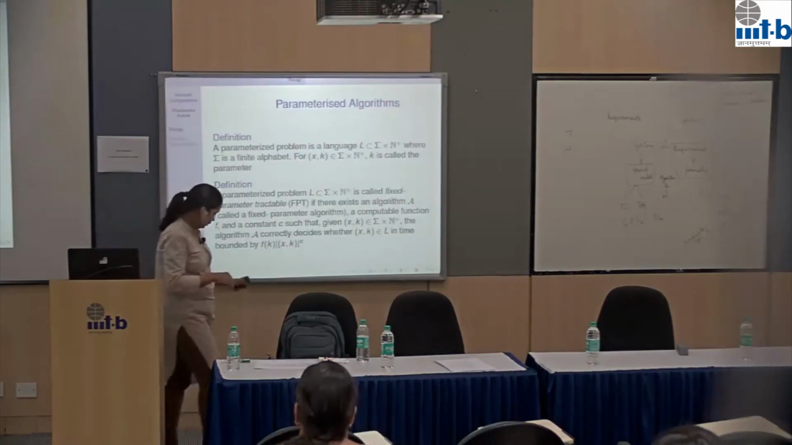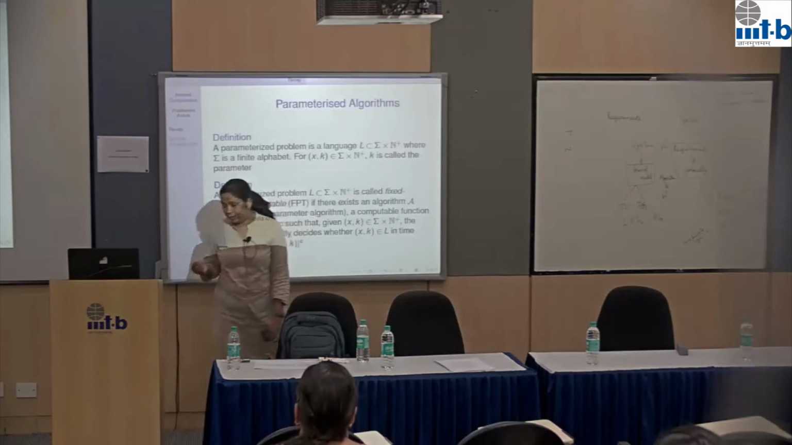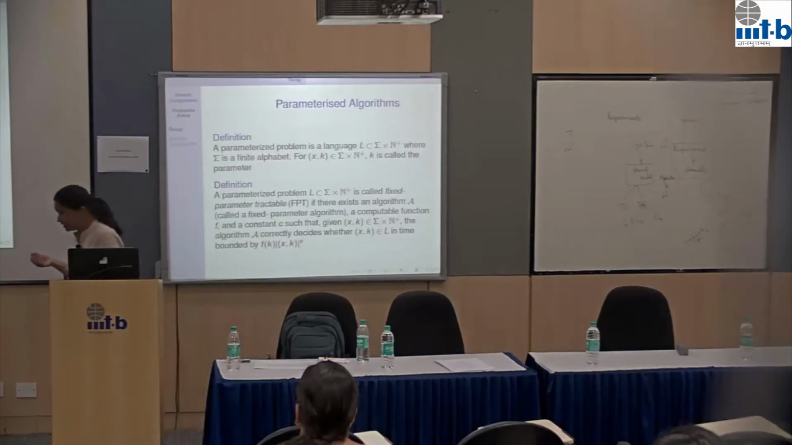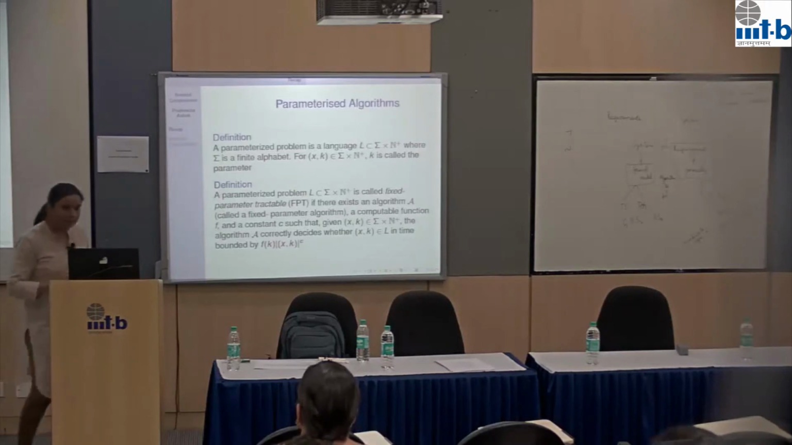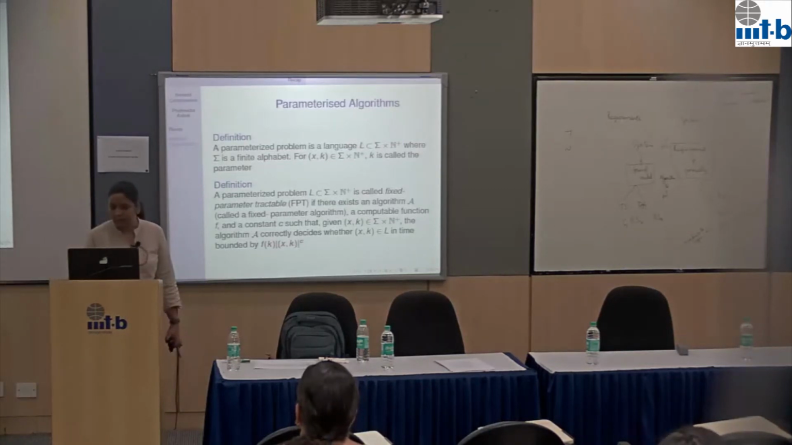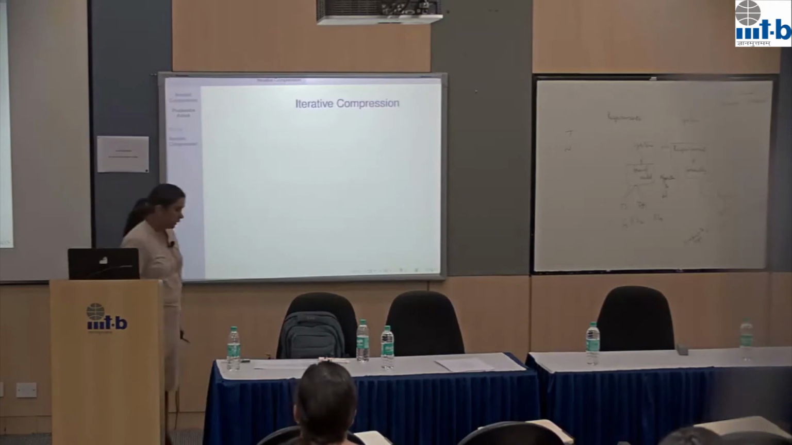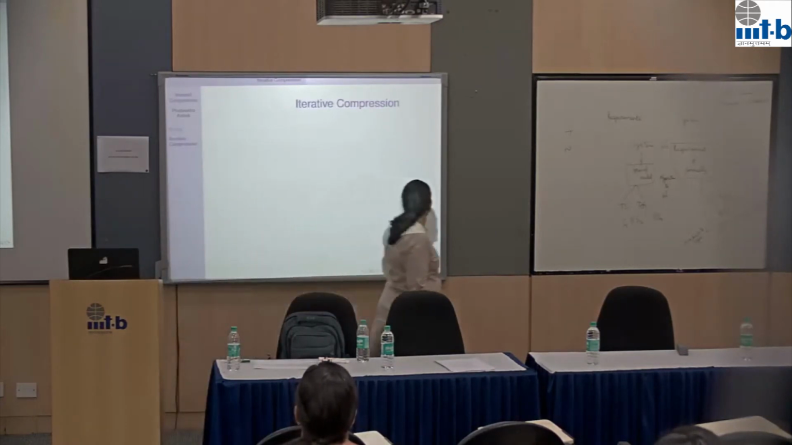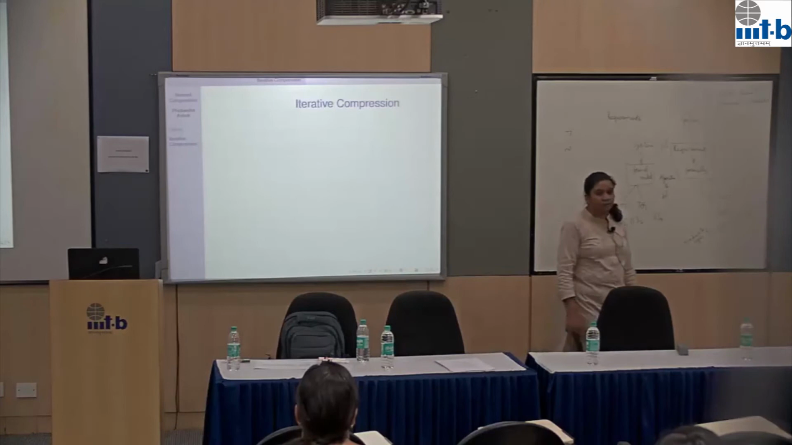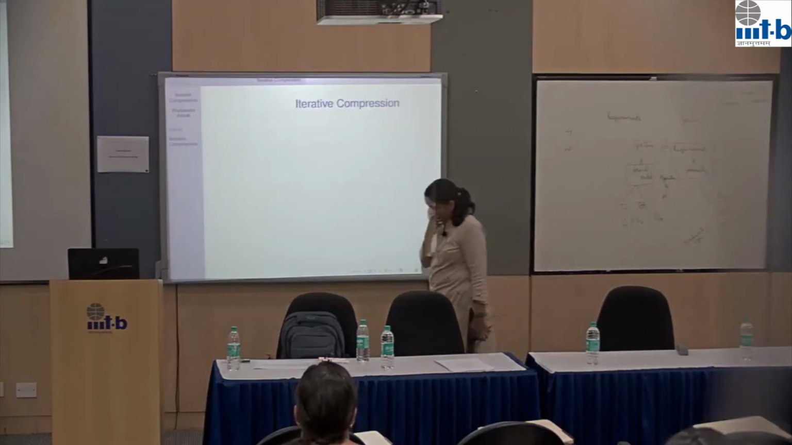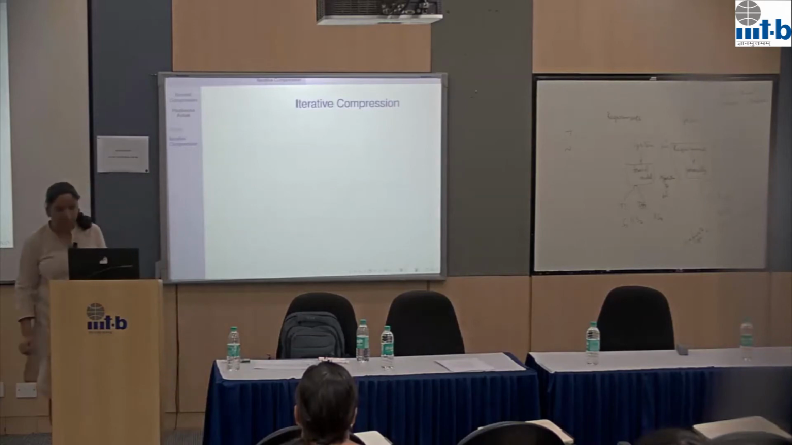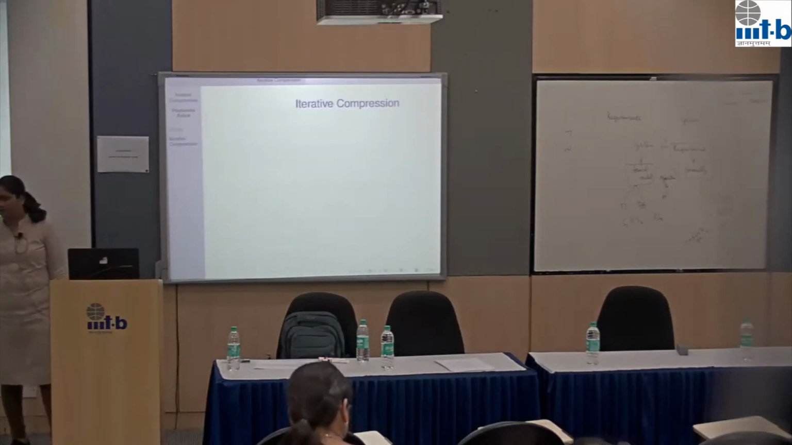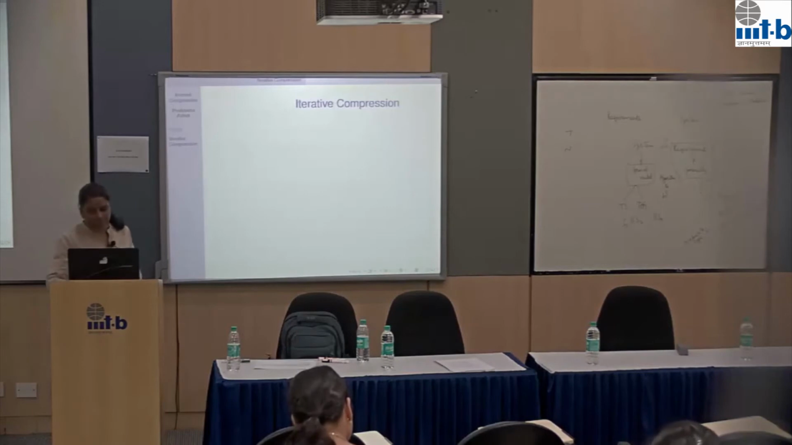So we have discussed branching algorithm and kernelization, two techniques. Today we will explain a new technique, iterative compression. So this is generally used for minimization problems. At least I will explain it in terms of a generic minimization problem.